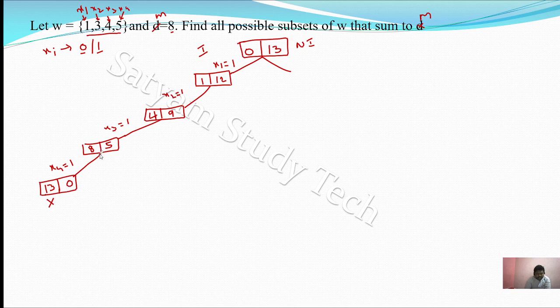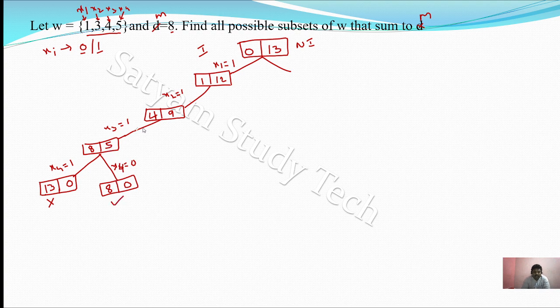So backtrack, that means x4 is not included, so you can take directly this value 8. And also you can see x1 is included, x2 is included, x3 is included, x4 is not included. That means 1 plus 3 plus 4, that is 8. 5 is not included, so 8. So 5 is subtracted from this 5, that is 0. x4 is not included, and in not included also you can subtract from this. So this is the solution.